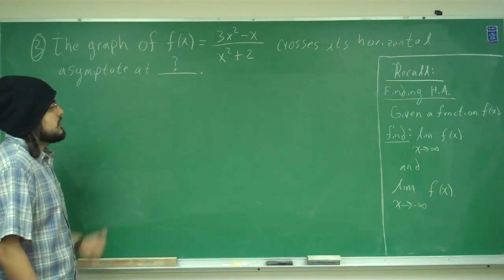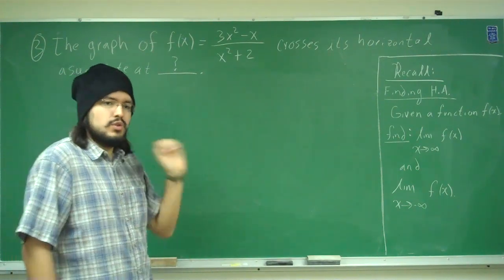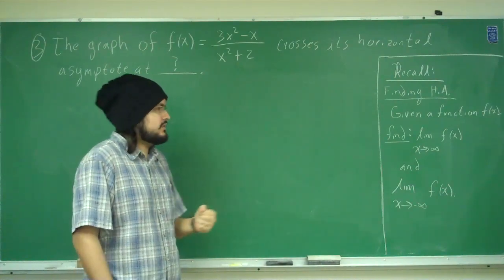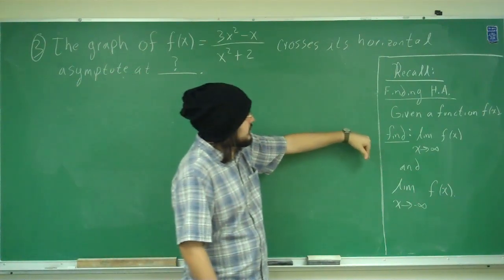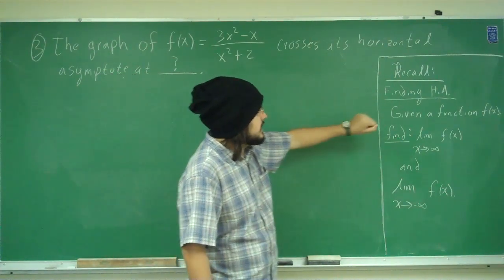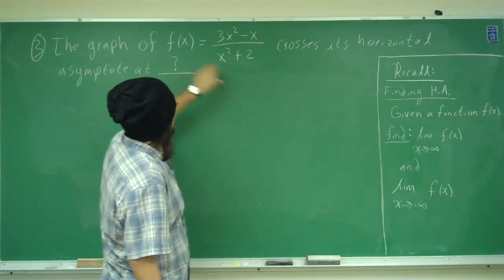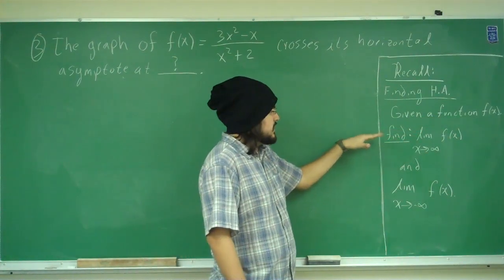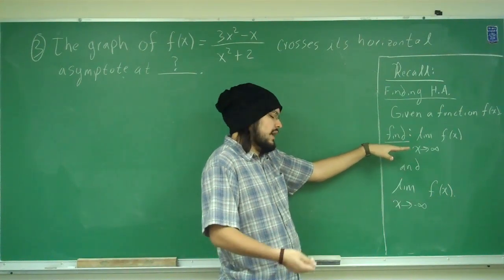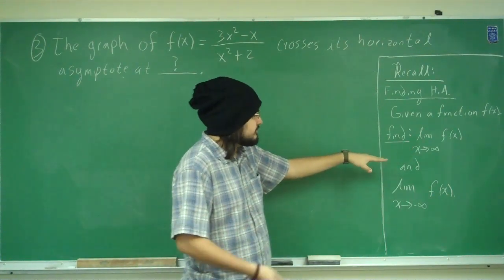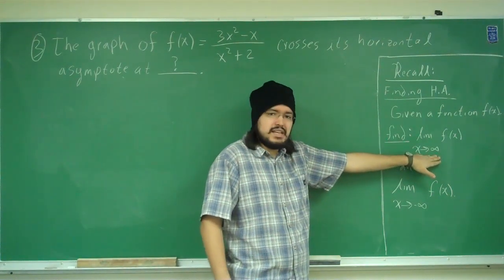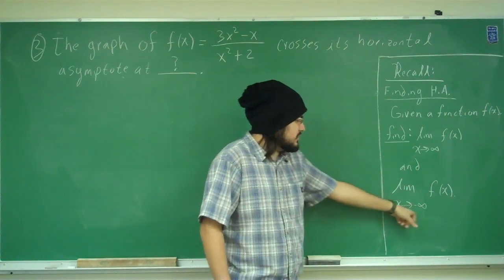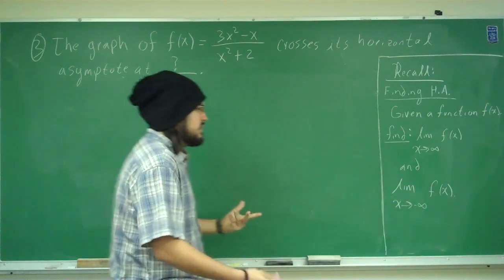Okay, so what we need to do here is recall how we find horizontal asymptotes. Given a function f of x, like this function, in order to find the horizontal asymptotes, we need to see how the function behaves as x approaches infinity, and how it behaves as x approaches negative infinity. So that's what I'm going to go ahead and do.